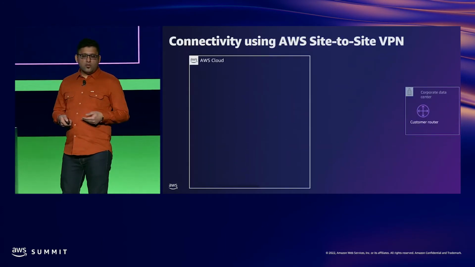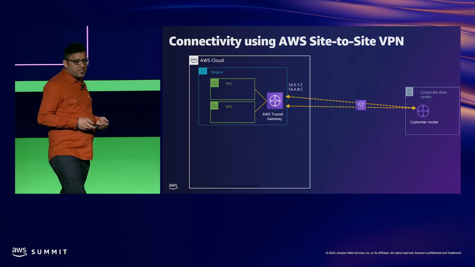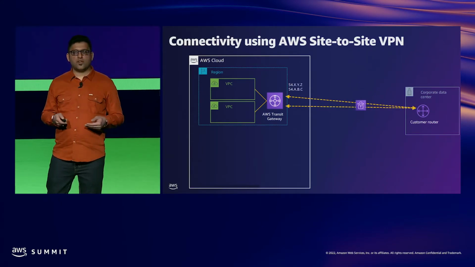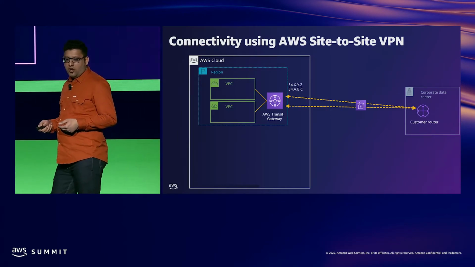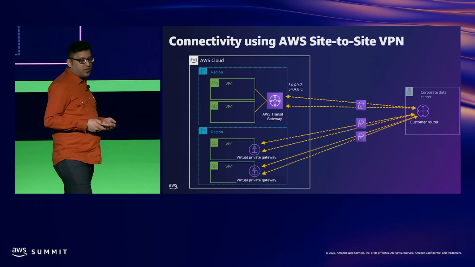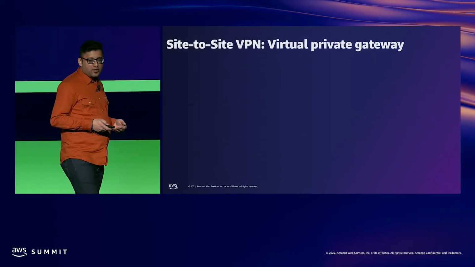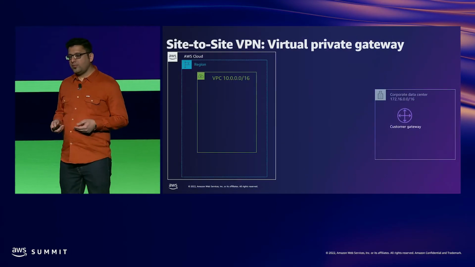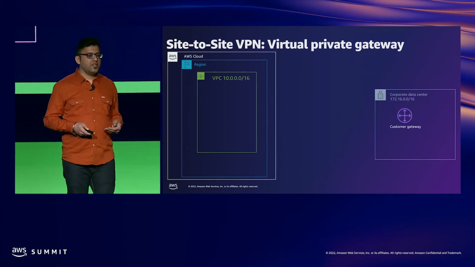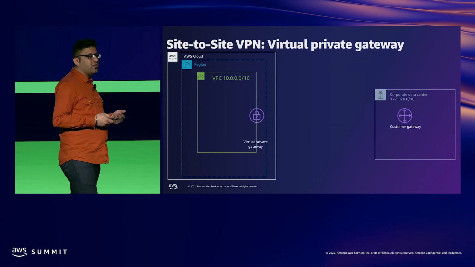So we'll focus on two options today, which is connectivity from your corporate data center to AWS, when you terminate the VPN connection on the transit gateway, as well as terminating on the virtual private gateway. So let's start with virtual private gateway here. So you have your corporate data center on the right, and you have created a VPC within a region. So you create a virtual private gateway.